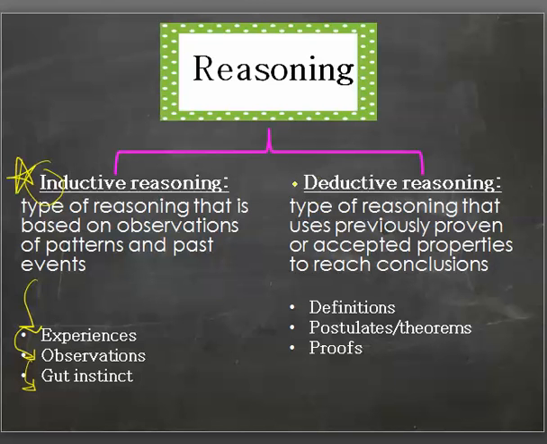Deductive reasoning is a type of reasoning that uses previously proven or accepted properties to reach conclusions. So like definitions, postulates, theorems, and proofs. That's deductive reasoning.